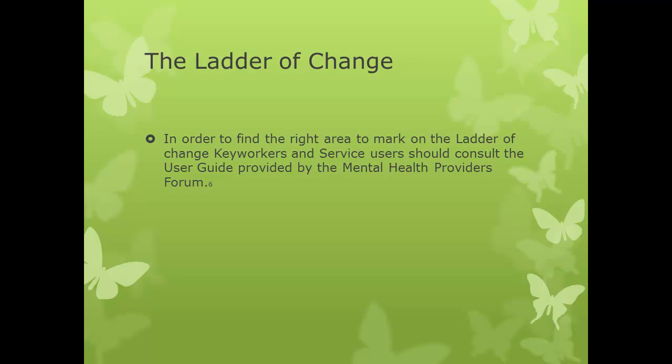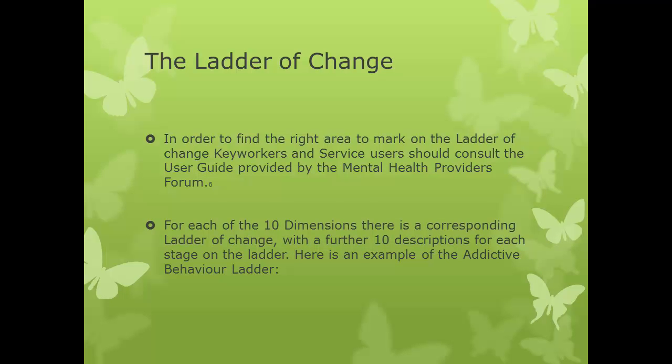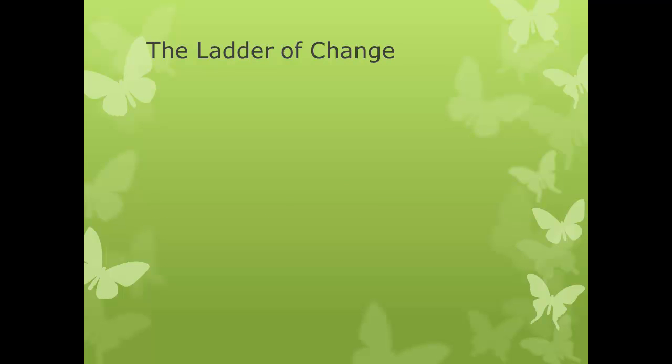So in order to find the right area to mark on the ladder of change, key workers and service users should consult the user guide provided by the Mental Health Providers Forum, and at the end I've placed a reference for that. For each of the 10 dimensions there's a corresponding ladder of change, with a further 10 descriptions for each stage on the ladder. This is an example of the addictive behaviour ladder.